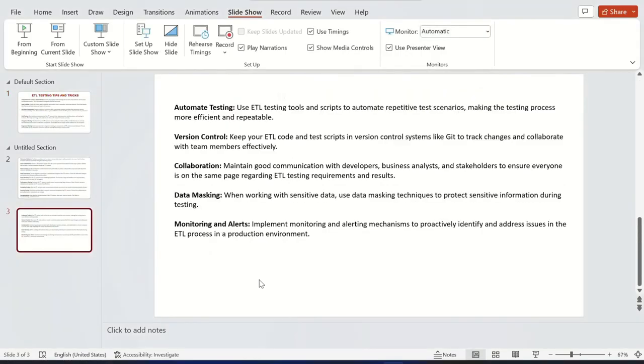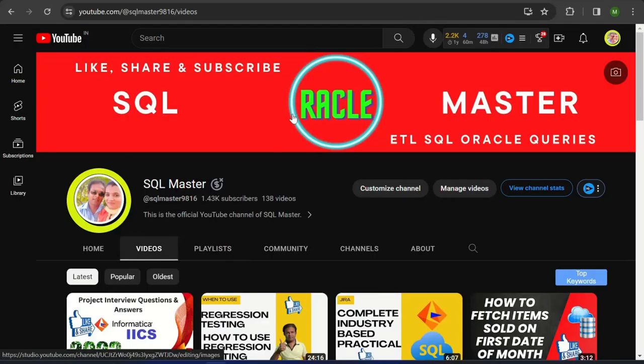So friends, these are some key points, or you can say ETL testing tips. If you follow these tips throughout the entire ETL process, or if you have thorough knowledge about these tips, then the ETL testing process will be easier for you to understand.